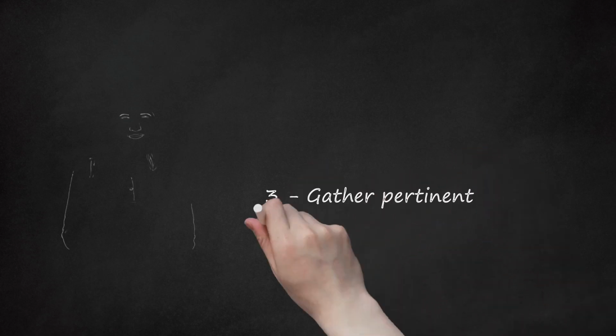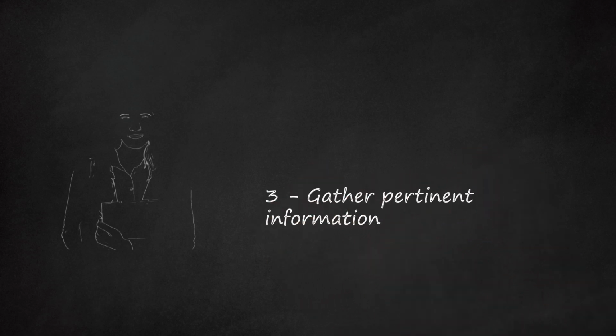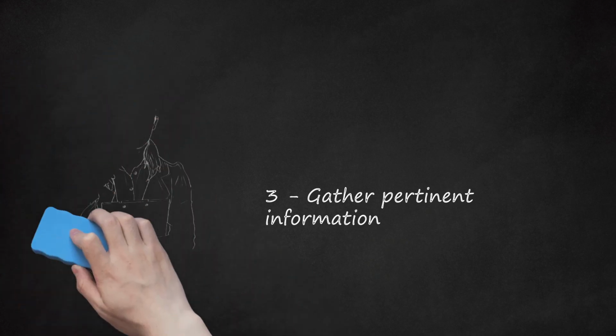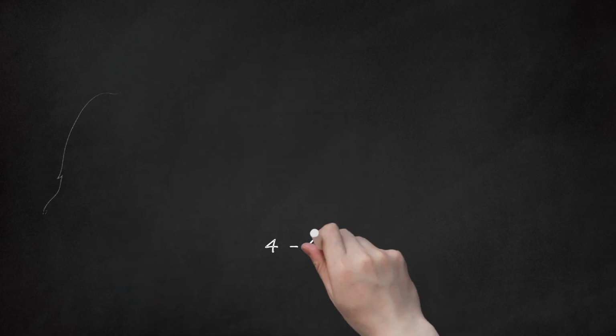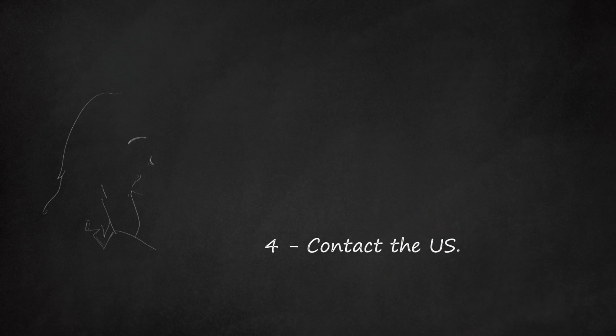3. Gather pertinent information. To facilitate the complaint process, you should gather necessary information ahead of time. You will need the following: your name, address, and phone number, the name of the company where you work, the location of the company, the name of your manager or the company owner, the circumstances of your FMLA request and your employer's response.